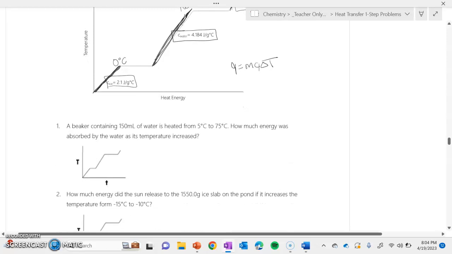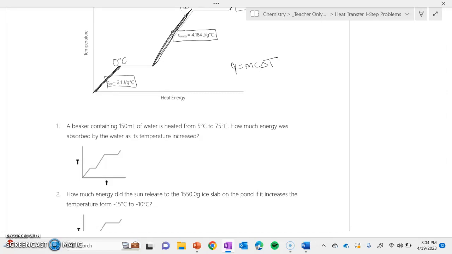So number 1 says a beaker containing 150 milliliters of water is heated from 5 degrees Celsius to 75 degrees Celsius. How much energy was absorbed by the water as its temperature increased? We have how much energy, that's Q, that's what we're finding. We have temperature change, and we have volume, which for water, we know that 1 milliliter is 1 gram. If you forgot that, then I'm telling you now. Anytime you see milliliters of water, you can just call that grams.